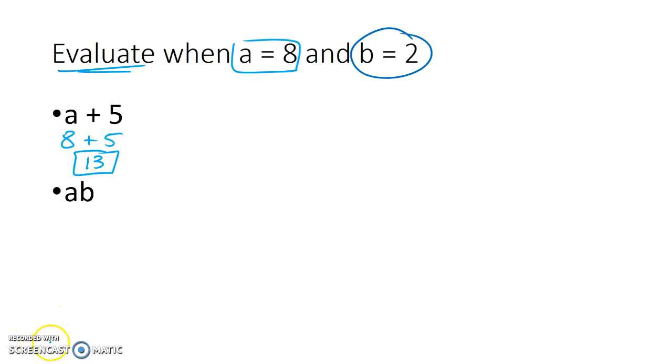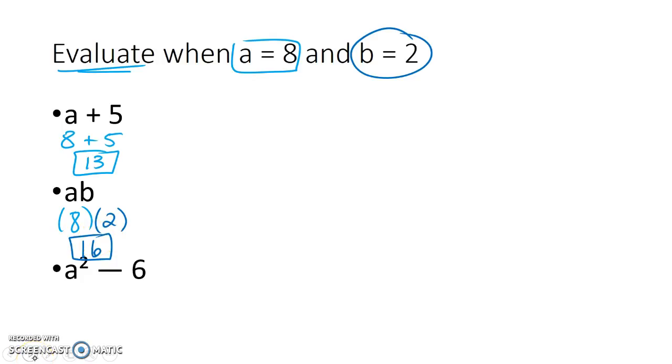Our second problem is A, B. And when numbers are next to each other or variables are right next to each other, that means multiplication. So it's A multiplied by B. So I'm going to plug in 8 for A, and then I'm going to plug in 2 for B. So this is 8 multiplied by 2, not 82. So 8 multiplied by 2 gives us 16, and that's our final answer there.